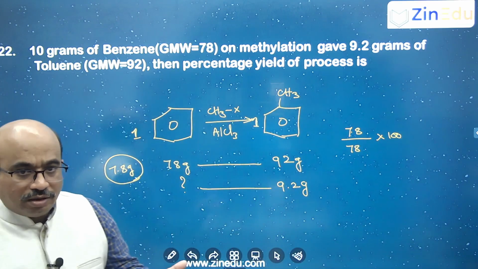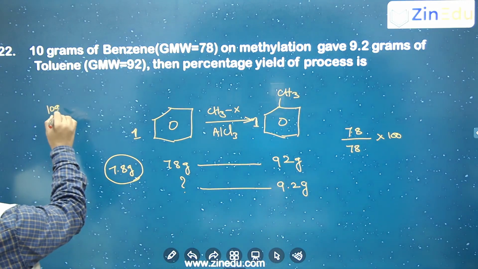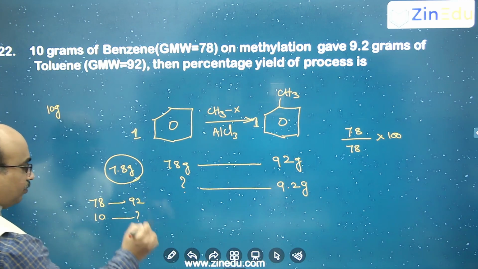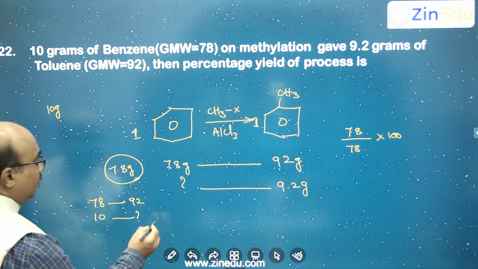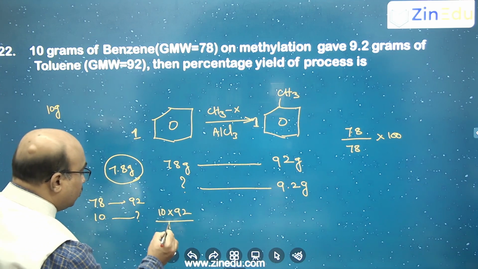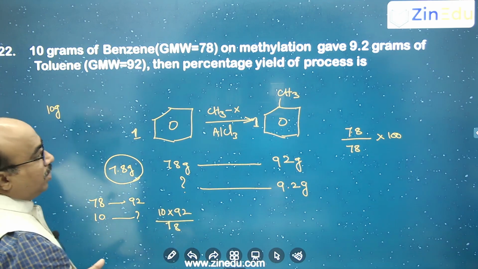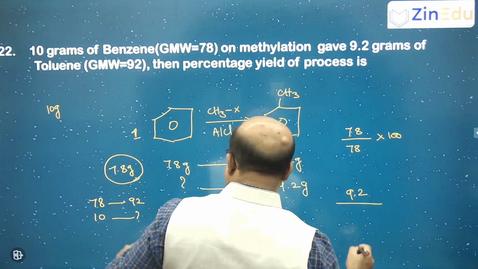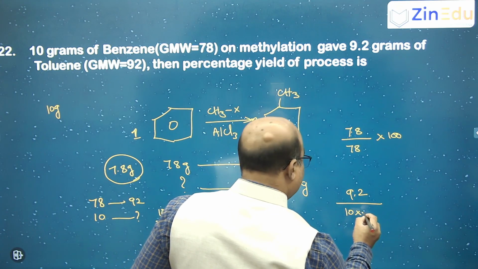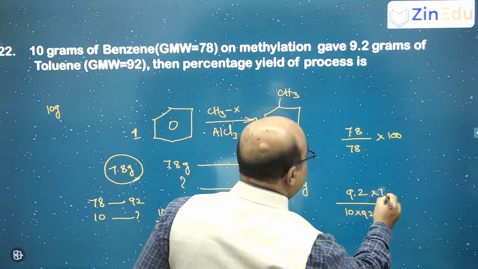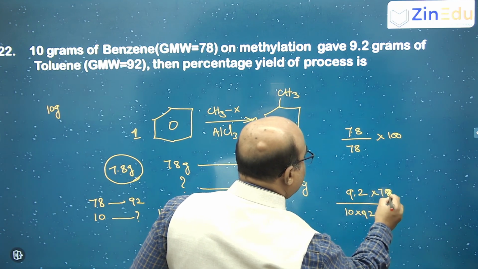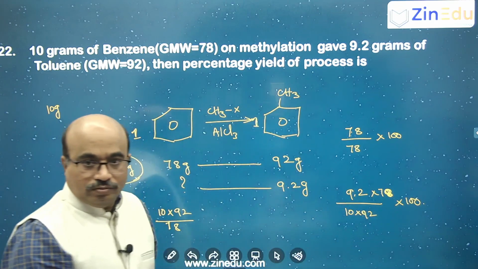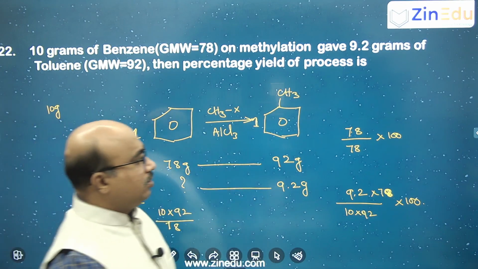You can do it the other way also. 78 grams is giving 92, so 10 grams should give how much? 10 into 92 by 78 we should get exactly. But how much are we getting? 9.2 only. Then that is 9.2 by the expected, 10 into 92 by 78. If you do the same thing, you will get the percent. Clear? So both give just 10%.